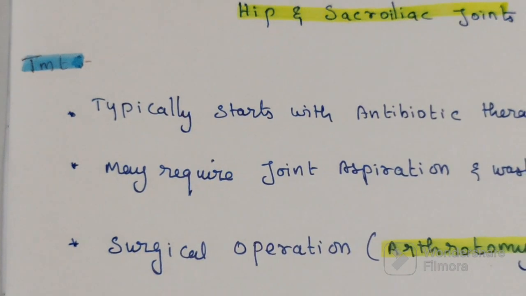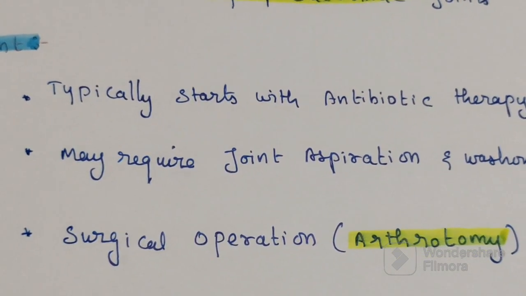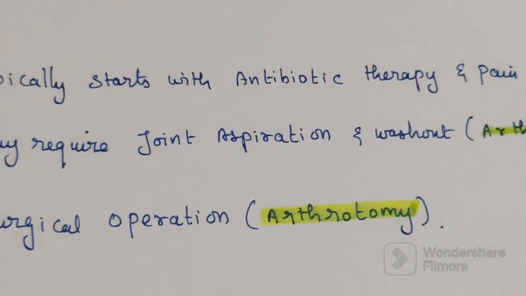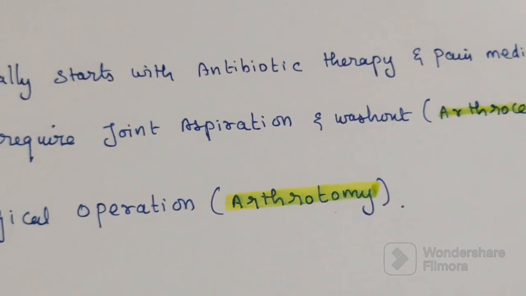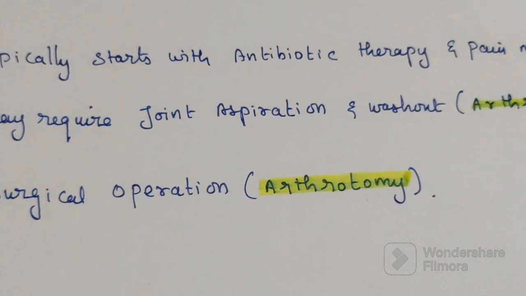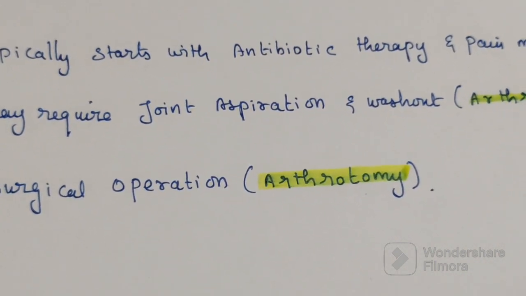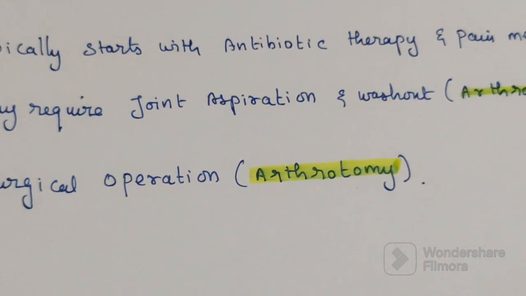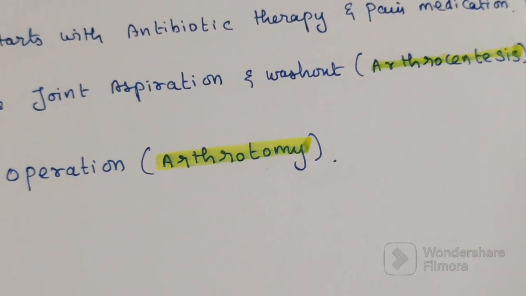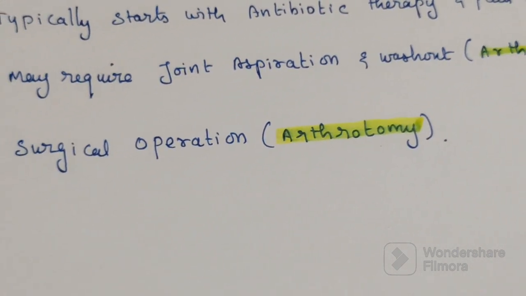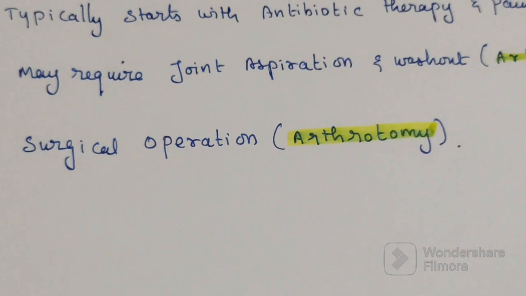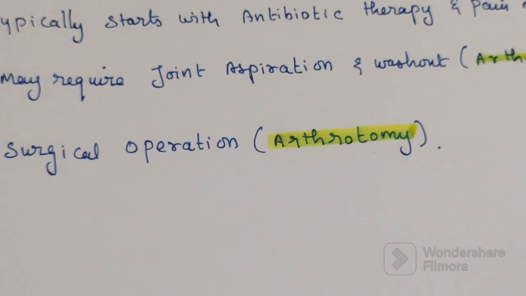Finally, treatment of septic arthritis typically starts with antibiotic therapy and pain medications. In addition, it may require joint aspiration and washout, which can be done by a needle. The process is called arthrocentesis. Alternatively, it can be done by opening the joint, a surgical operation called arthrotomy.